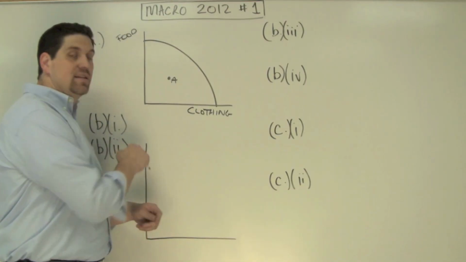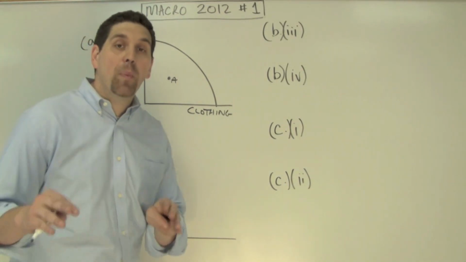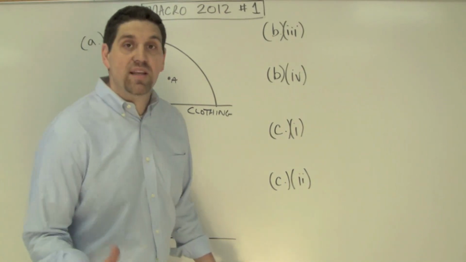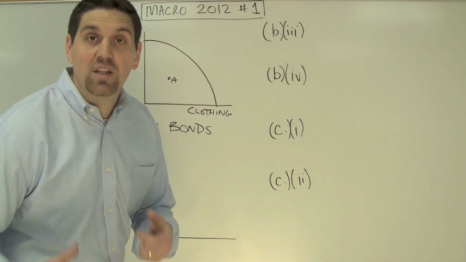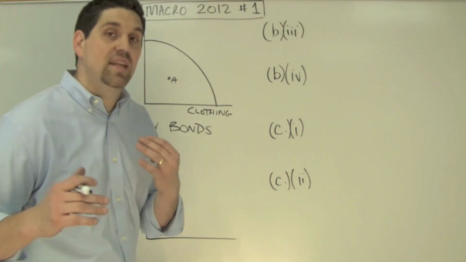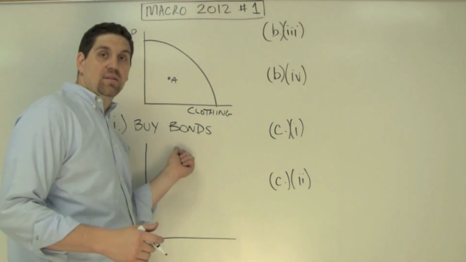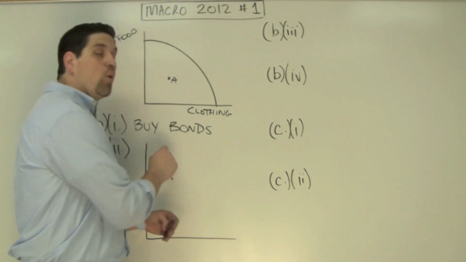Now, B1 says that the central bank of this country decides to use expansionary monetary policy and they use open market operations. So this means that the central bank must be buying bonds. Now remember, there's 3 things a central bank can do to have expansionary monetary policy. They could decrease the reserve ratio, they could decrease the discount rate, or they could buy bonds. But since this question told you they're using open market operations, buying bonds is the only answer that works.